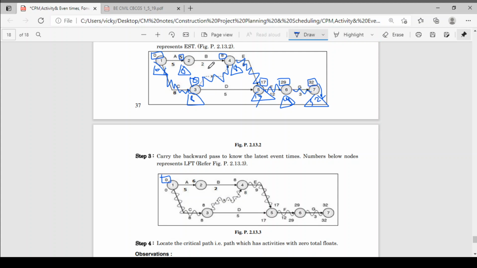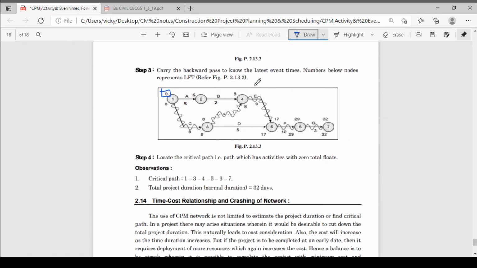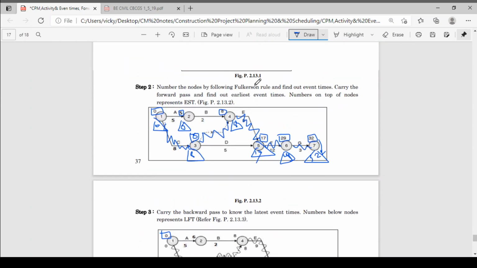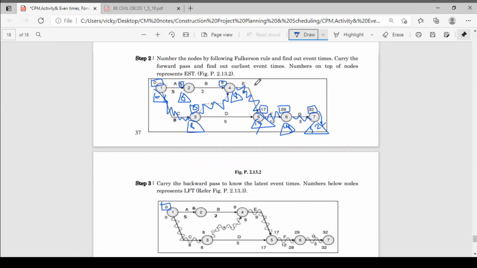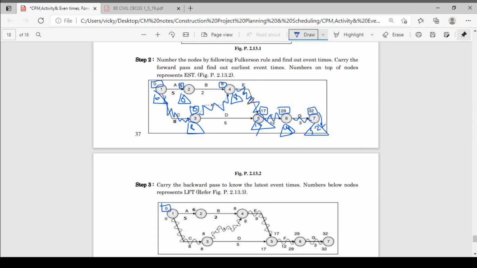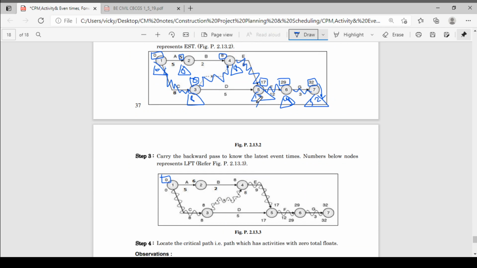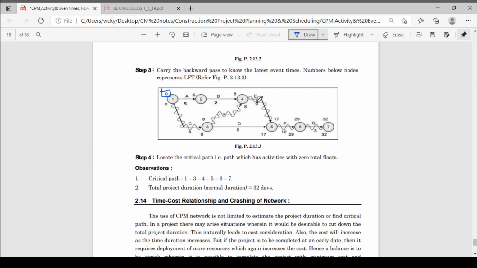Here 8 8, 17 17, this is not the critical path because you will get 8 8 here, but 8 plus 5, 13, here 12. And this 17 comes from this path, not from this path. So this is not the critical path. Okay, if you are confused here, then simply draw the floats. You will get the float of each activity. The activity which has float 0 is a critical activity.